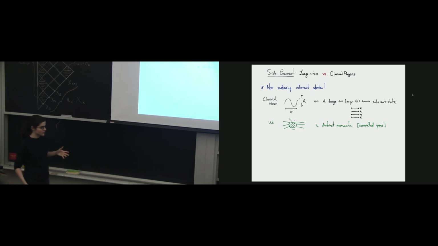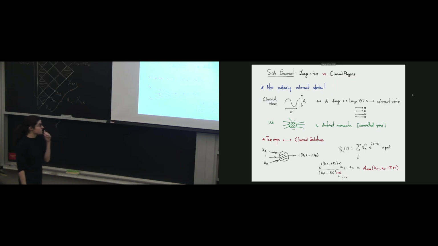We're all familiar with the fact that if I have a classical wave that has a large amplitude, this is described by a configuration that has a very large occupation number, so many particles with the same momentum. That's what we call a coherent state, and that's not what I'll be talking about today. Instead, we're interested in the situation where it's completely general and there are n distinct momenta.